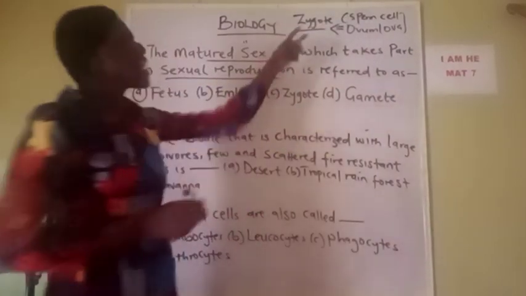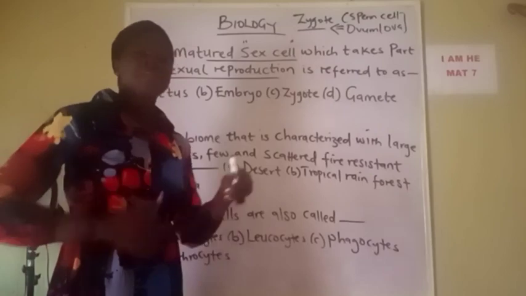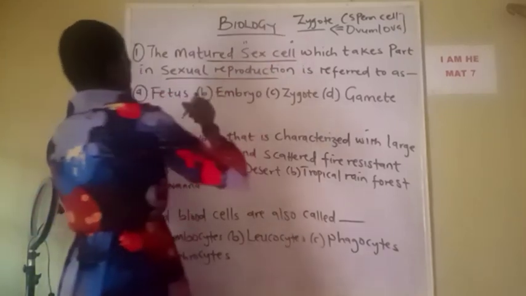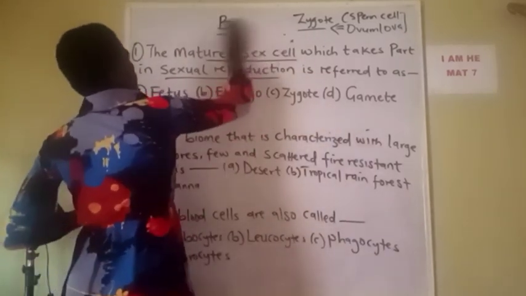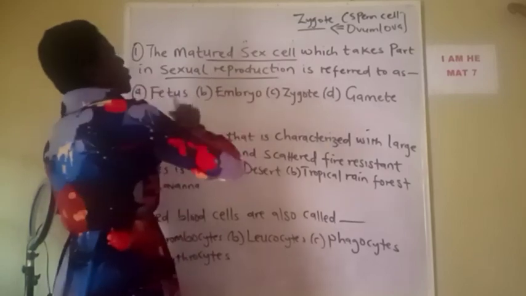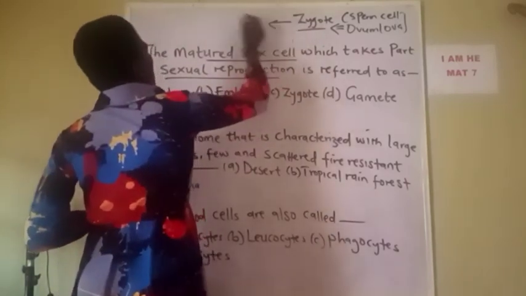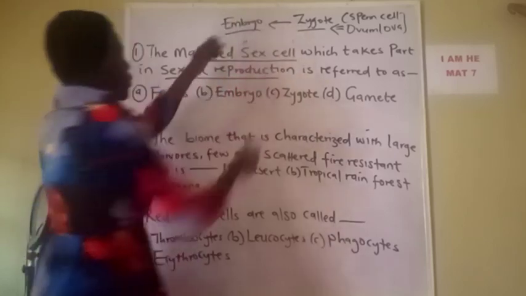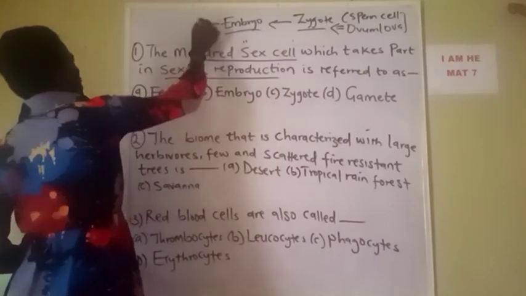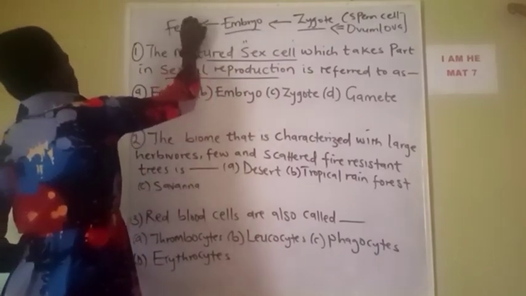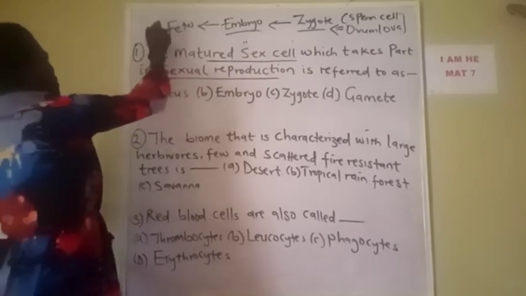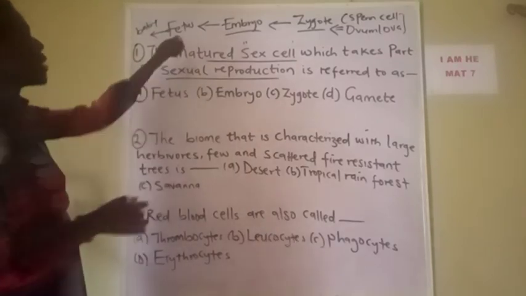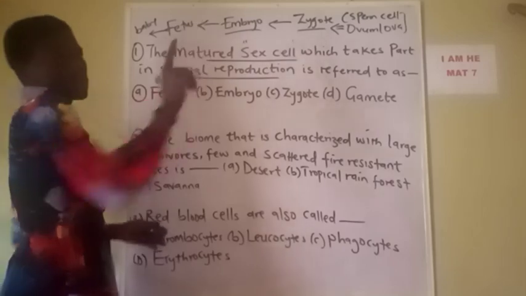Now the zygote starts growing. That's the developmental stage. It grows into an embryo. From the embryo, it becomes the fetus. From the fetus, it becomes the baby. Do you understand? Now see the arrow, the arrow is pointing back. I'm supposed to make it forward. Just understand it.